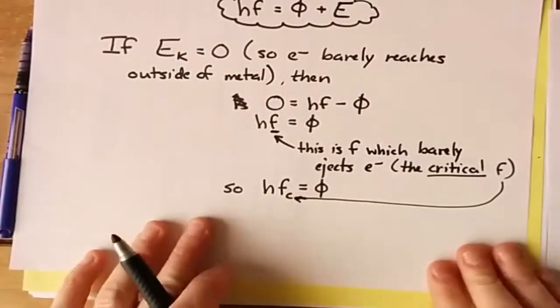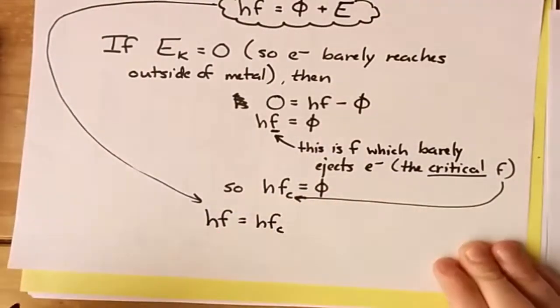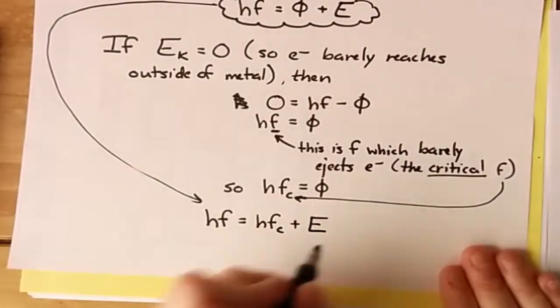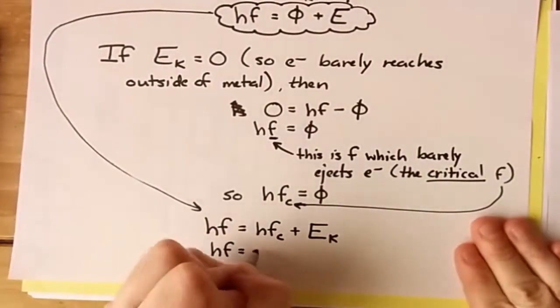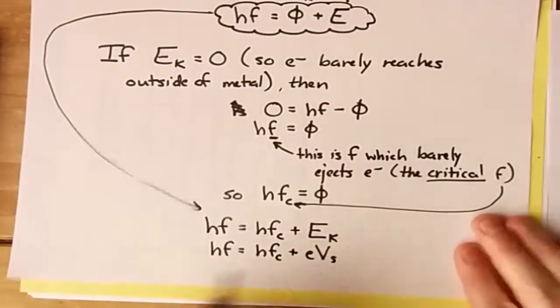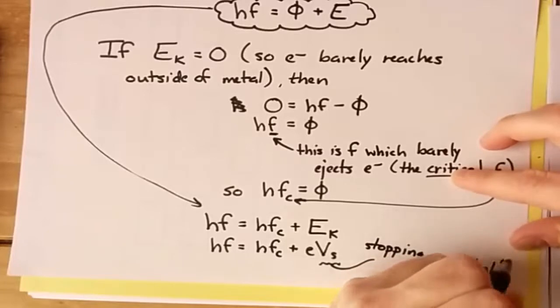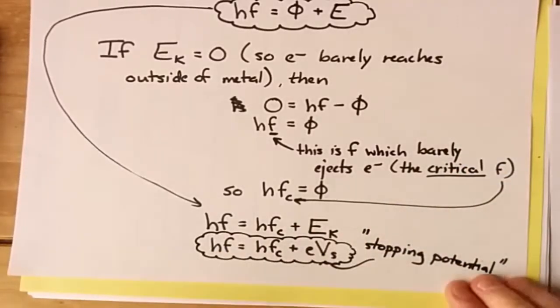And if we use that expression, we can get that hf is equal to h times the critical frequency plus the kinetic energy of the electron. And the kinetic energy of the electron can be written as eVs, where Vs is the stopping potential, which is the potential across the plates in Millikan's experiment. And this gives us another equation that's given to you in your data booklet.